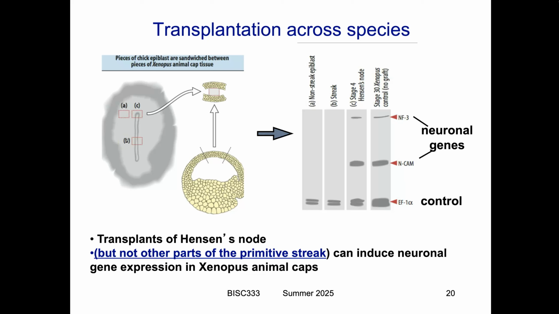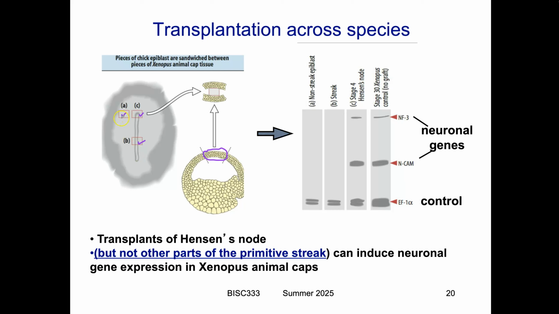Now it turns out, this is quite interesting, again, another indication of how very similar the organisms are. So you take the animal cap from a frog embryo, and you excise bits of the epiblast of the chick embryo. So this is the part that's above the subgerminal space. You can take tissue from different parts of an embryo that has got the primitive streak formed, and Henson's node has formed but hasn't begun regression.